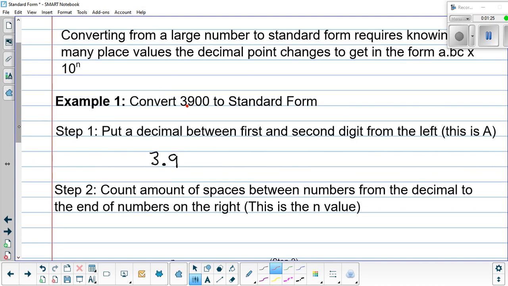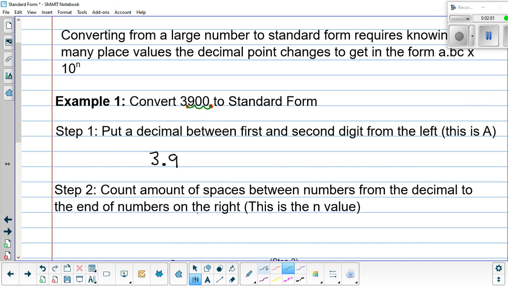Secondly, we want to count the number of spaces from the decimal to the end of the numbers on the right. This just means between these two decimal points: the original decimal point, which goes at the end of every whole number, and the one we moved it to. When I count these spaces, I typically do loops. That's the way I learned it, and I still do it to this day. It's pretty standard across most of the world. So here, how much have we moved? Well, we've moved 1, 2, 3.